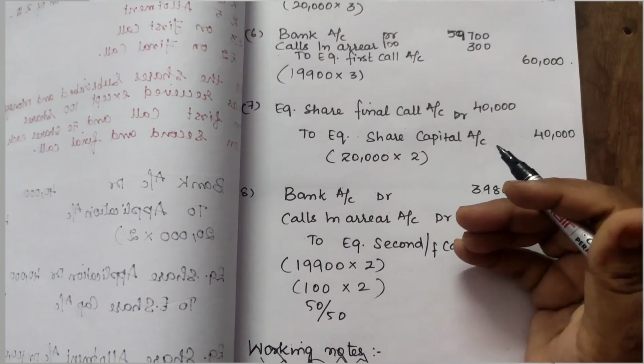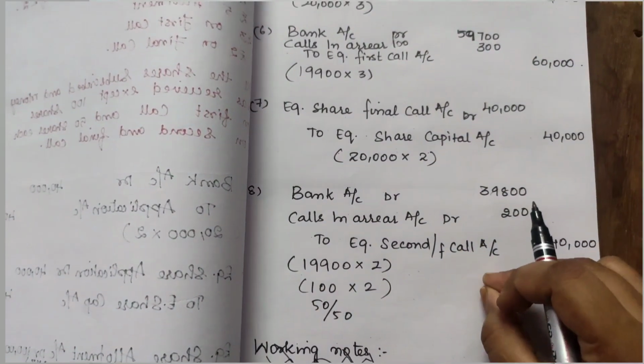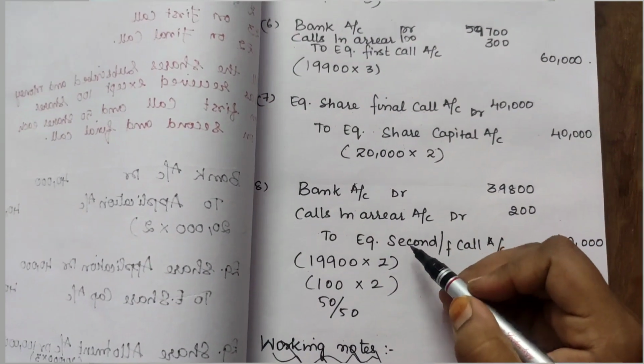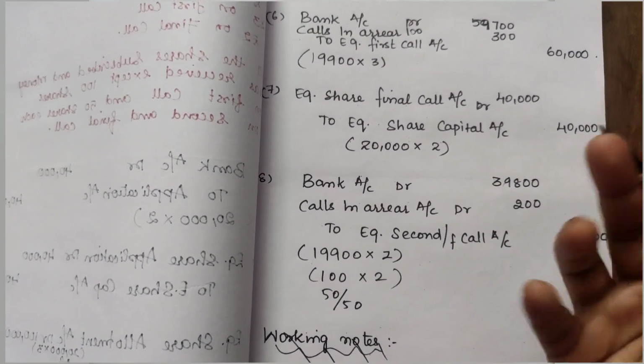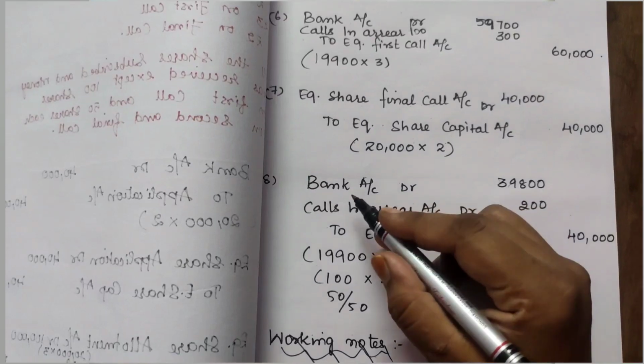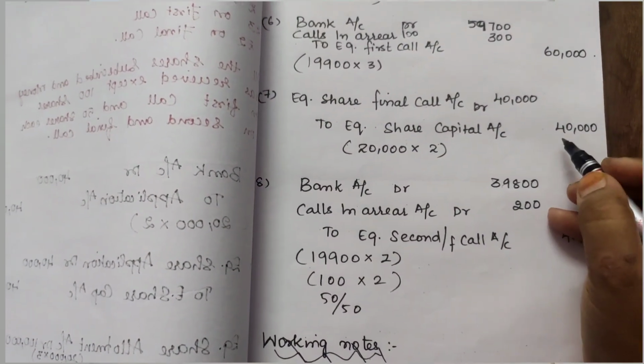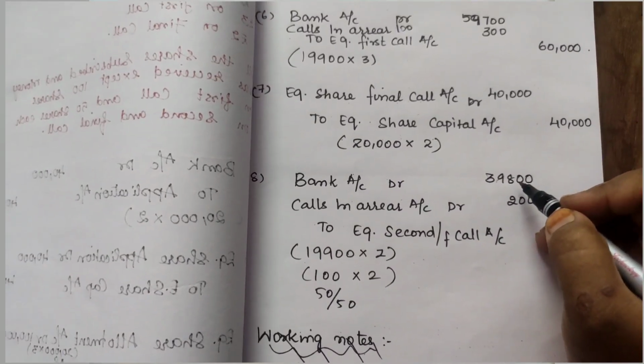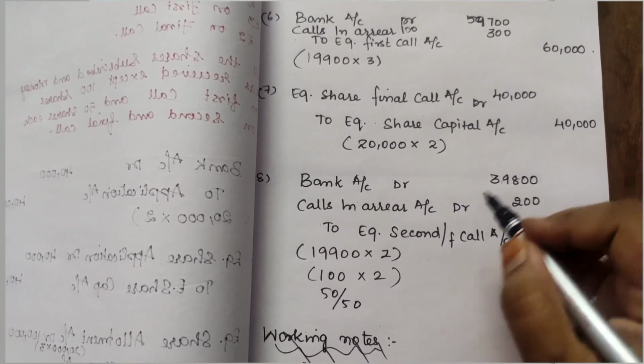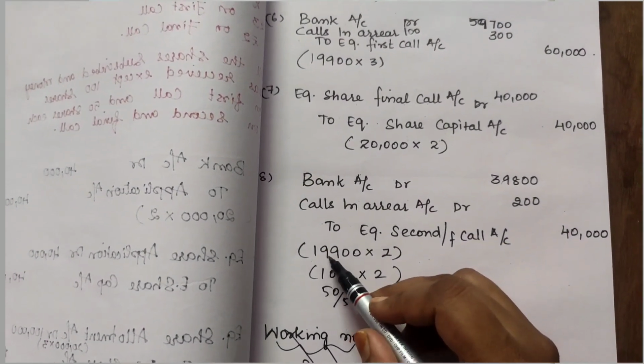In this it is also written that 50-50 each, the people have paid. It means 50 for the second call and 50 for the final call. It means 100. How much are you receiving now? Bank account debit, which is 39,800. We need to receive 40,000, but we have received only 39,800 because 100 is from the defaulters.